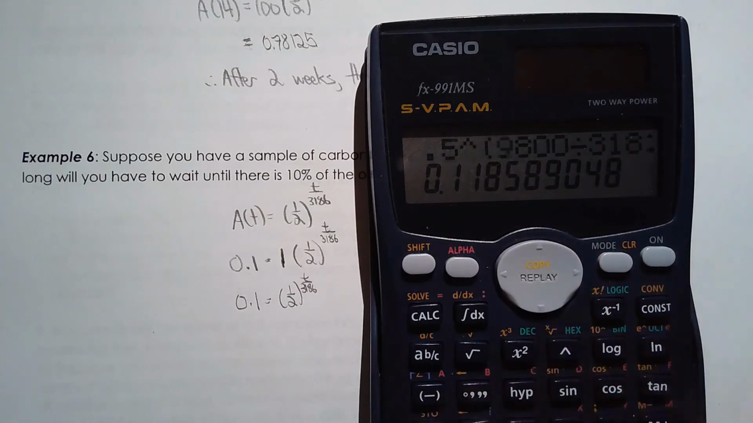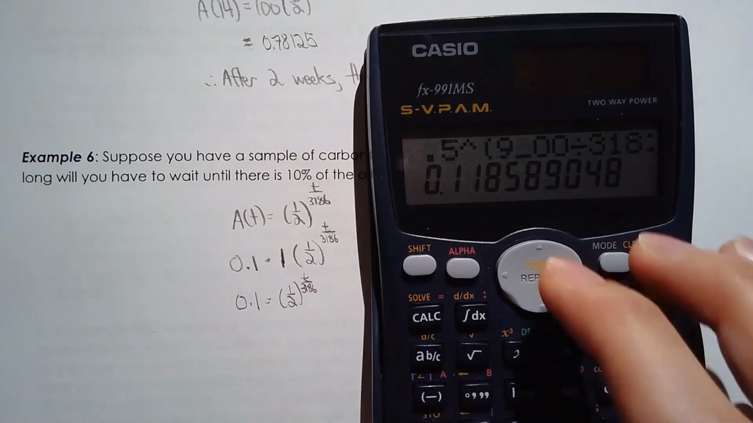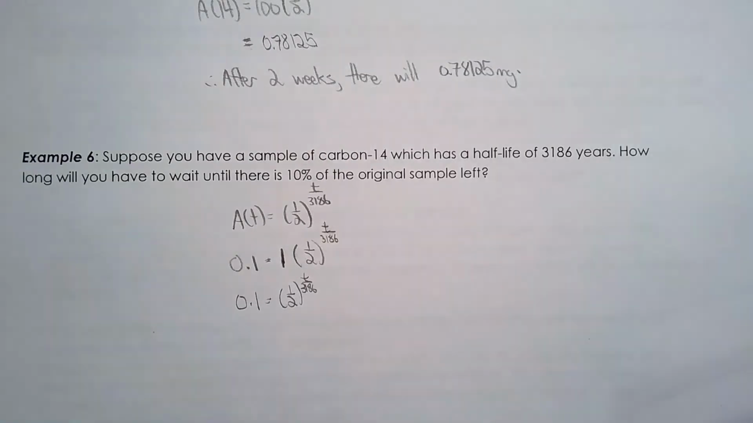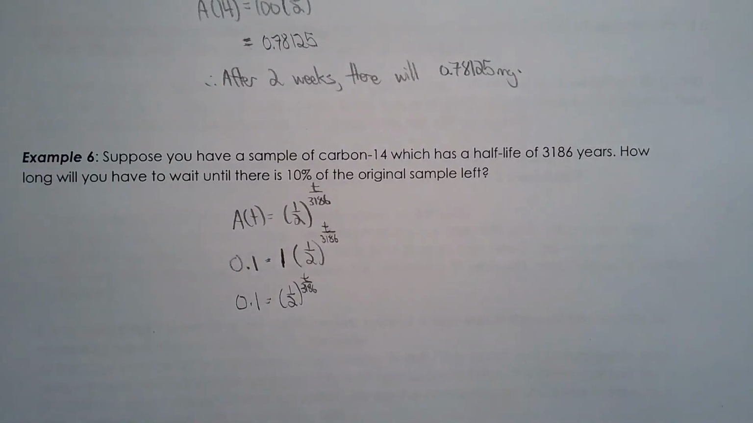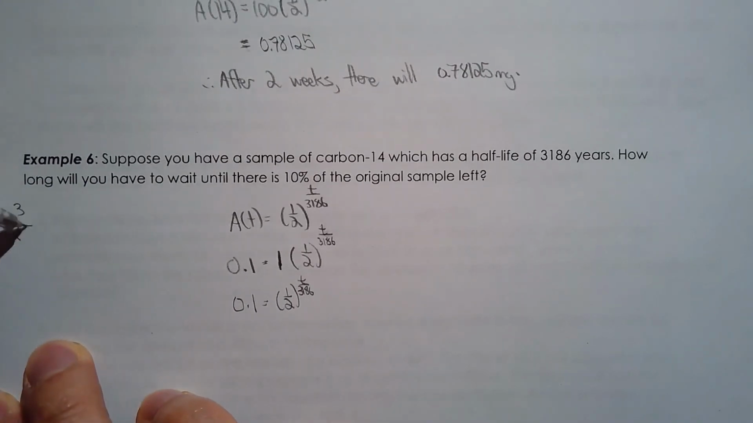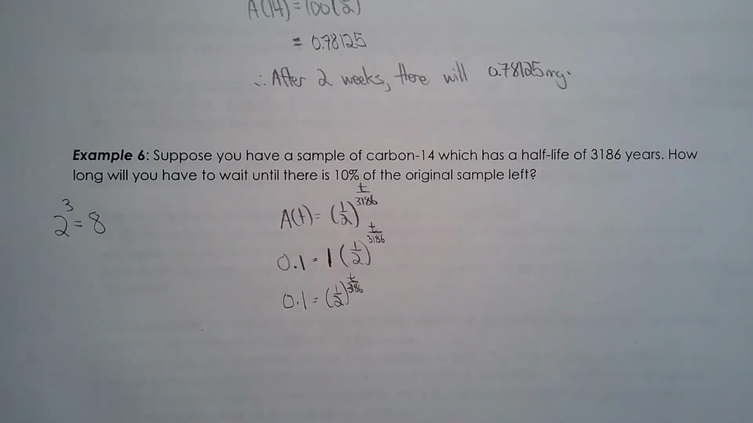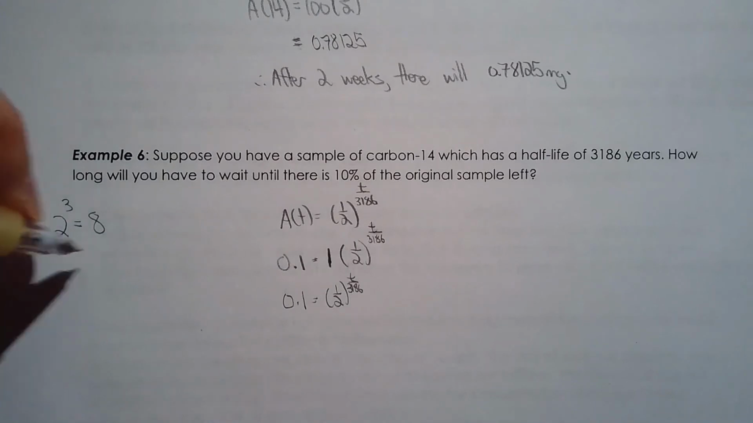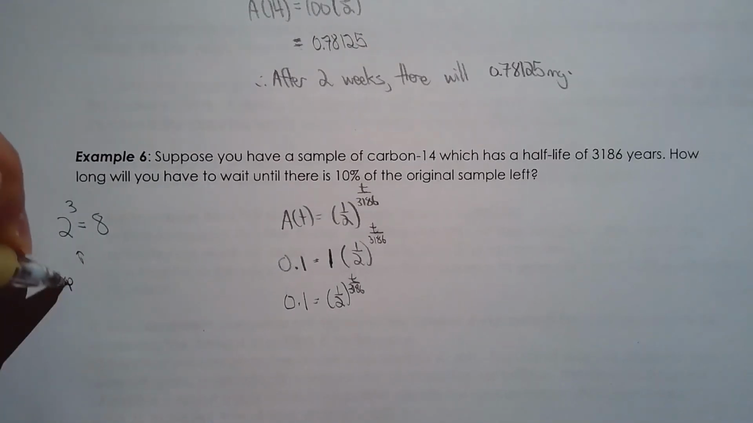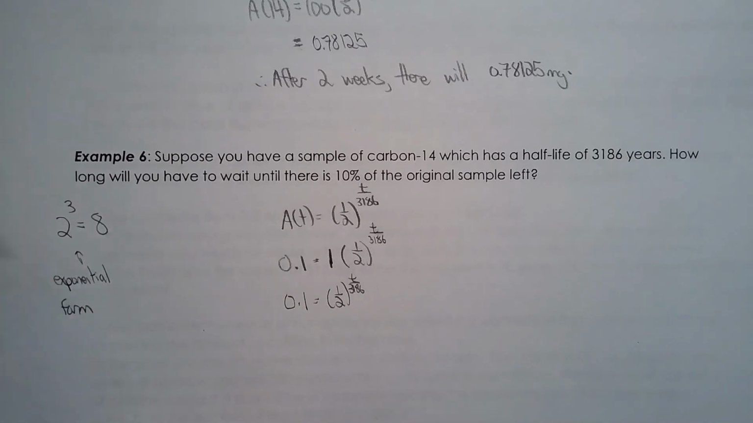So I'll show you what you would have done if you learned some things from grade 12. So I'll first write something very simple that we should all know. 2 cubed is equal to 8. We all know that, absolutely. So this is called exponential form. So you can actually rewrite the exact same idea but in logarithmic form.